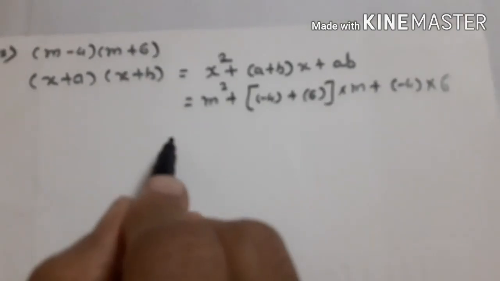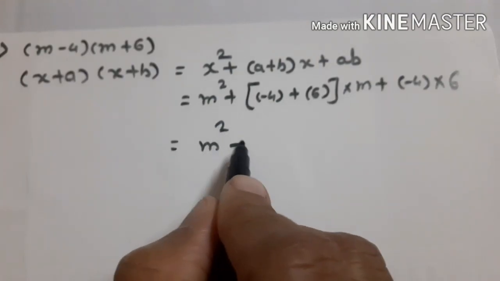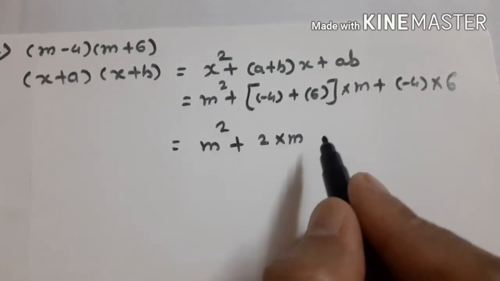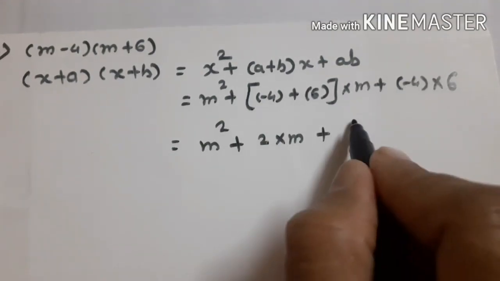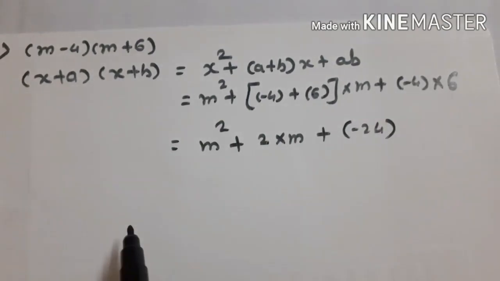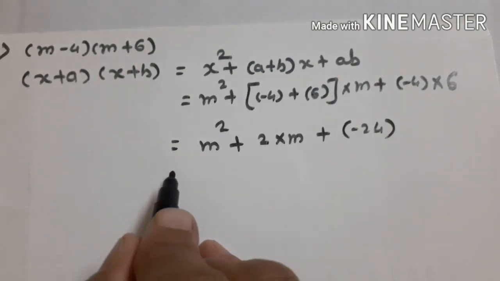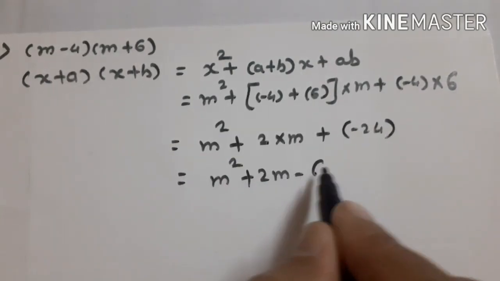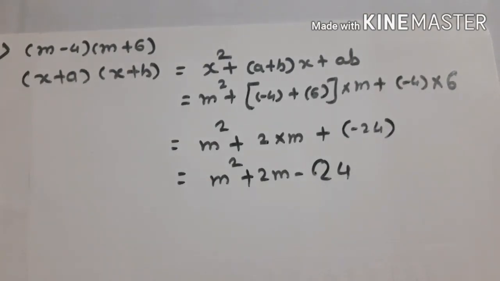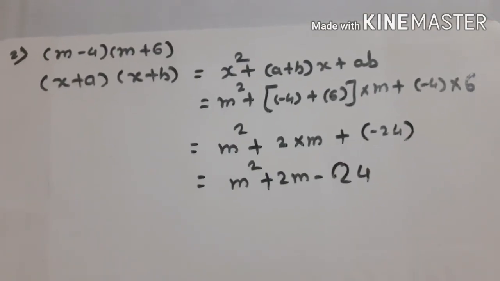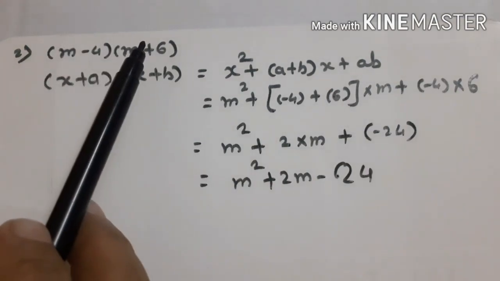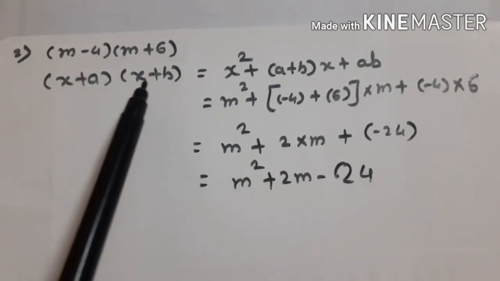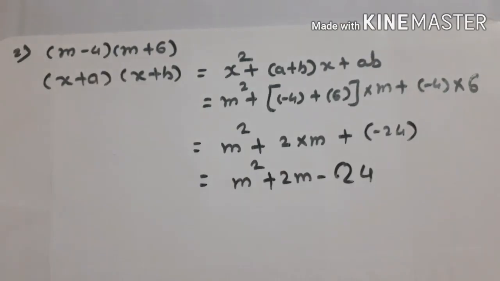First we write in this way. Now m square as it is, plus 6 minus 4, which is 2, into m, plus 6 fours are 24, and the product is minus. So m square plus 2m minus 24. Like that we express the given example in the expansion x plus a and x plus b.